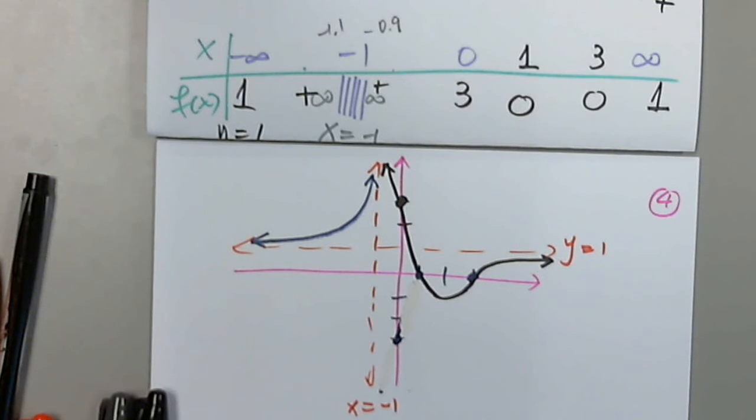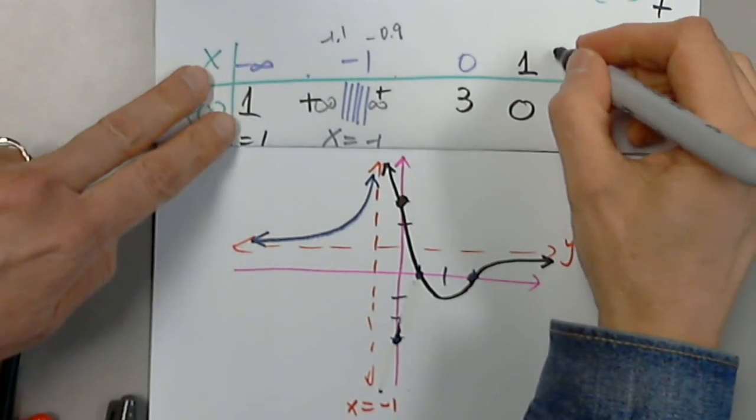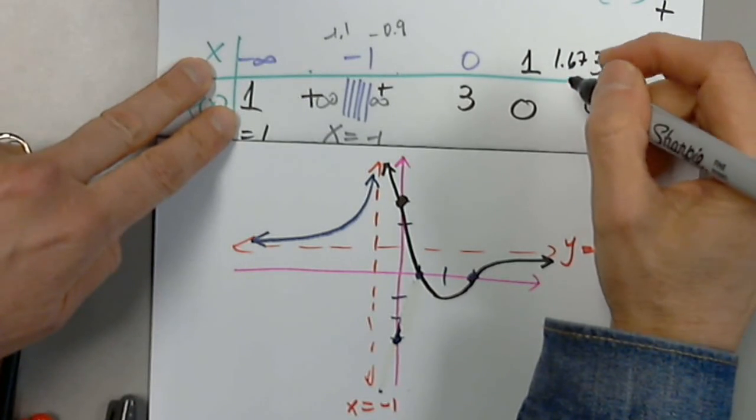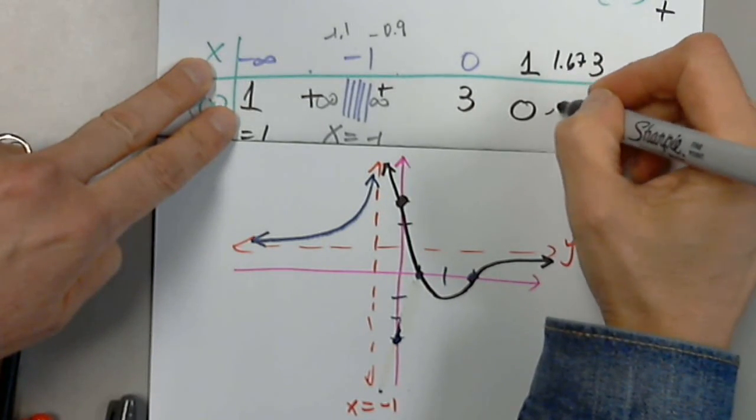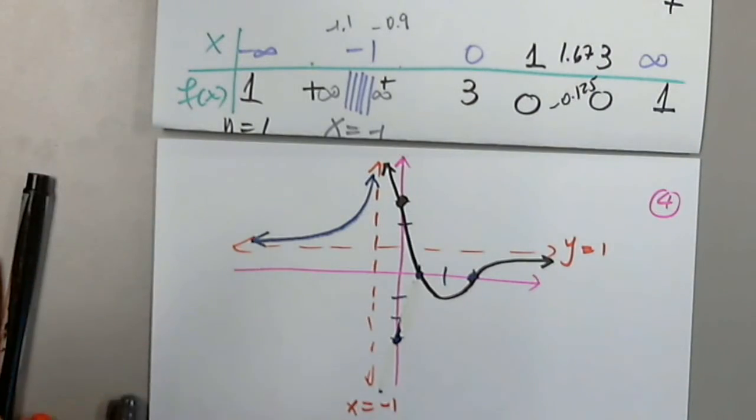Do not trust the calculator, trust your instinct. So it's a minimum, so I want 3, and I want between 1 and 3, and give me the minimum. So the minimum is at 1.67, and the minimum value is -0.125. Is this clear? Do not trust the calculator, it is lying to you.